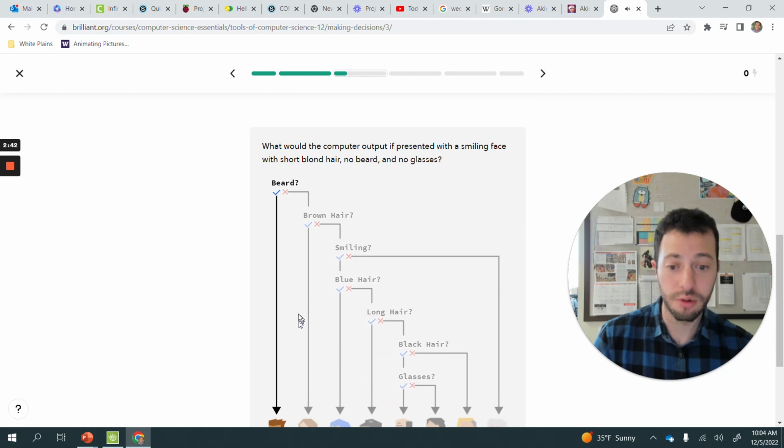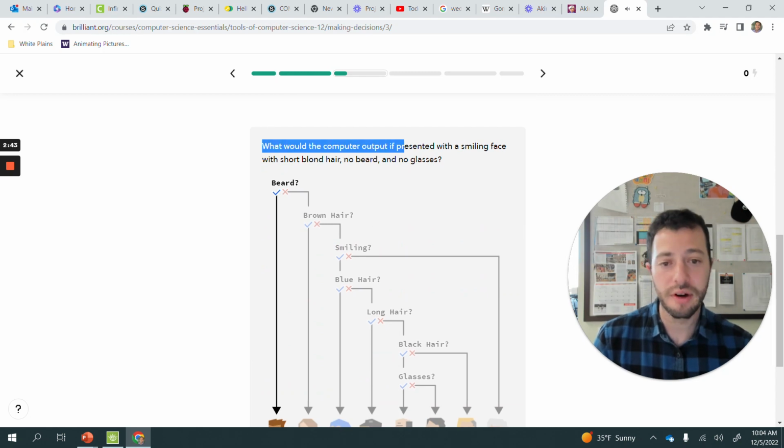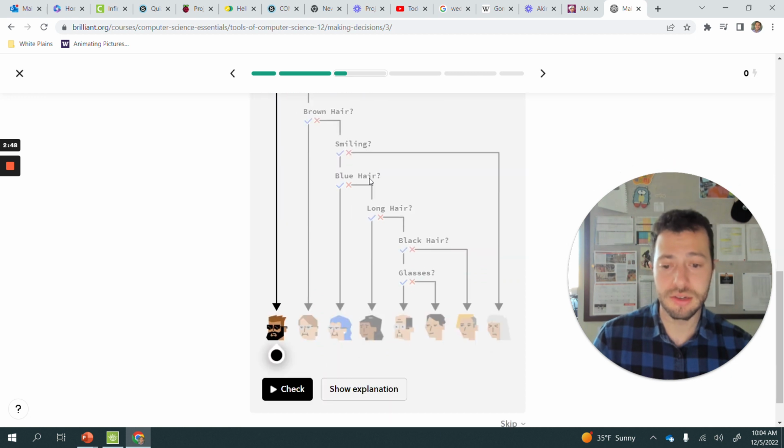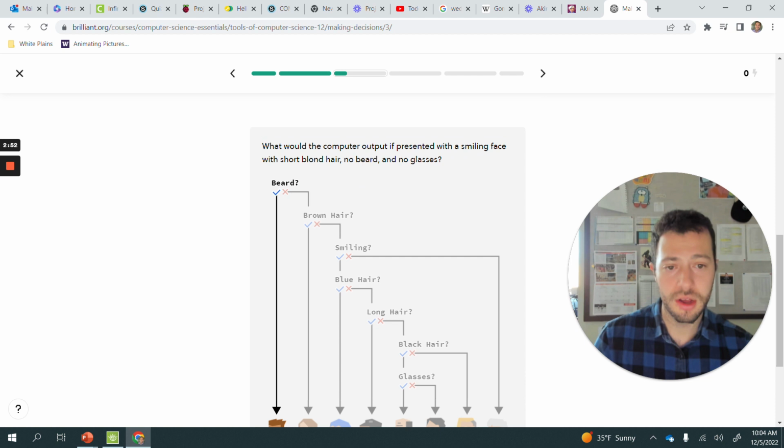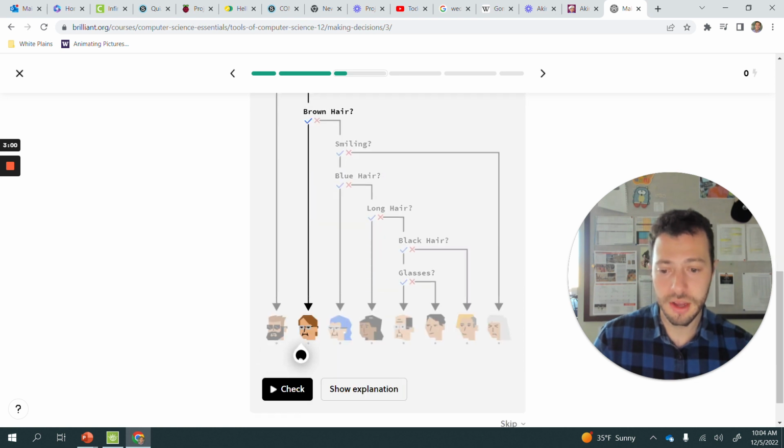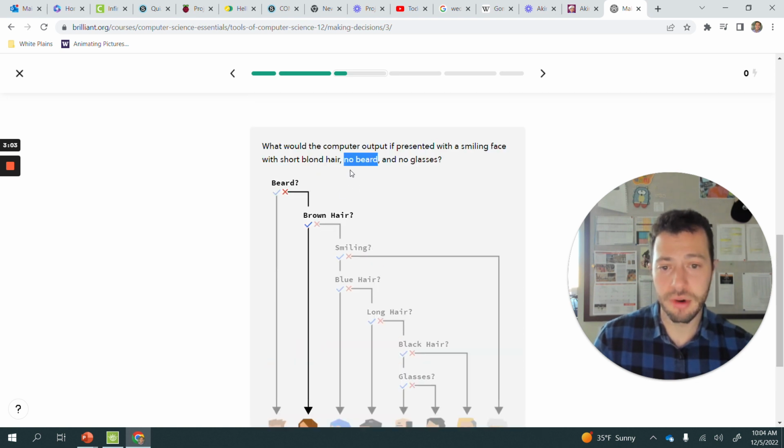It's just going to go through its steps. So what would the computer output if presented with a smiling face with short blonde hair, no beard, and no glasses over here? We can go through them and we can try and figure that out over here. So smiling face, short blonde hair, no beard, no glasses. So starting with beard. Beard is no beard, so we would move on to the next one over here. So we go on to the next. Then we have brown hair. Short blonde hair, that's not brown hair, so we move on to the next step over here.